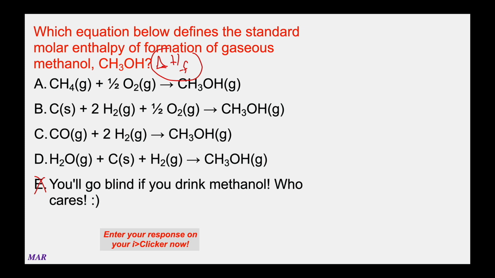Methanol, if you do drink methanol, it does make you go blind. In the days of Prohibition, when people made illegal moonshine, a lot of times the alcohol they made in bathtubs or whatever would be contaminated with methanol. And if you drink the methanol with the ethanol, it'll make you go blind. So anyway, the answer is going to be A, B, C, or D. See if you can figure out which of those it is.